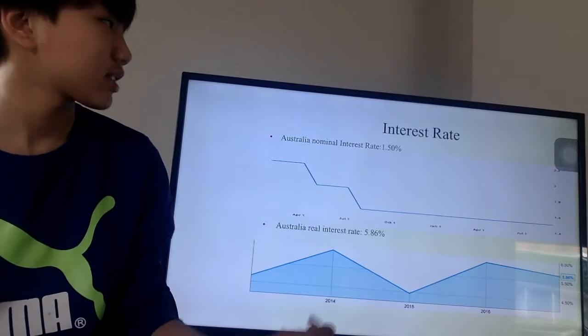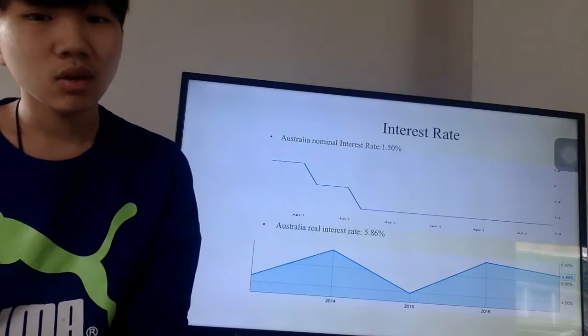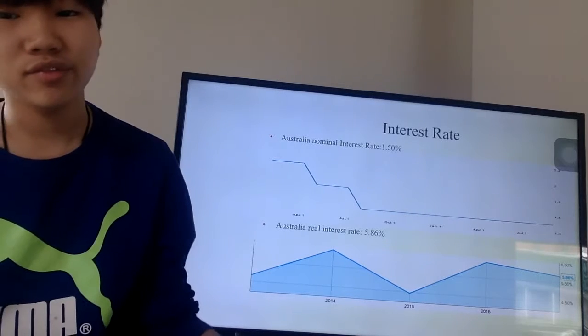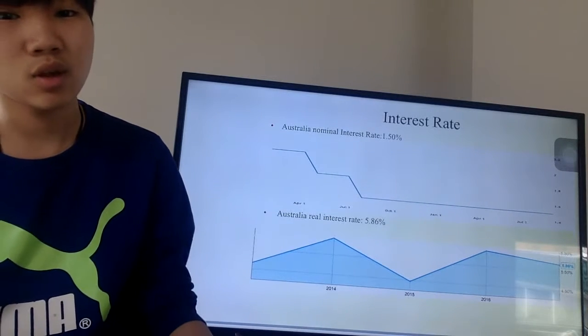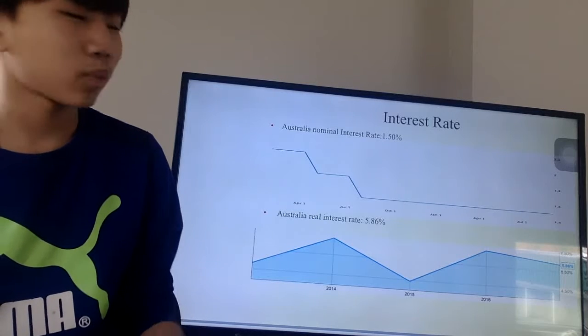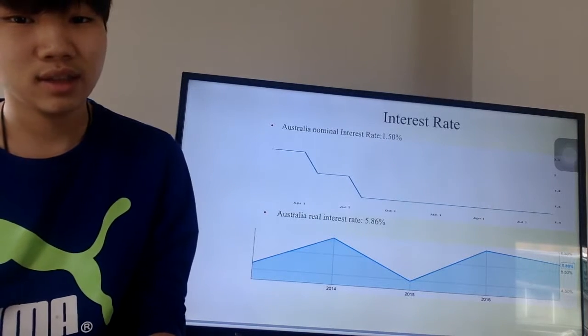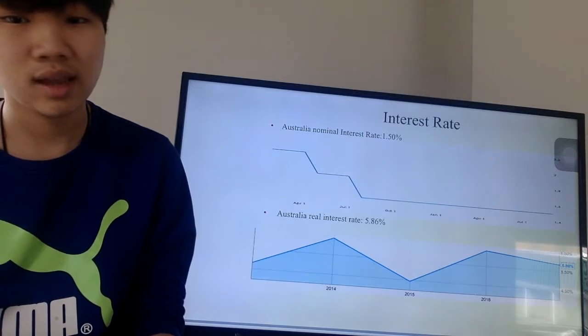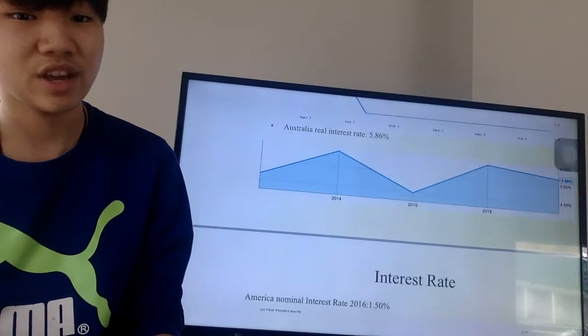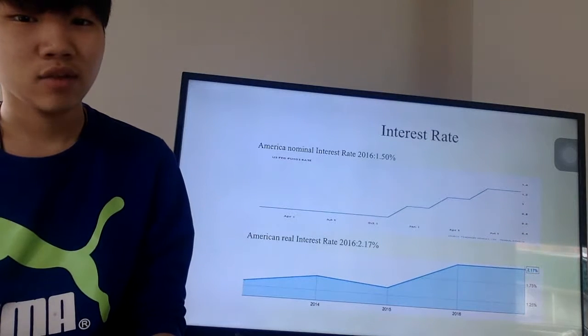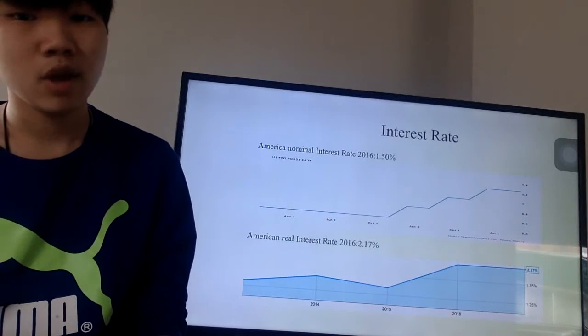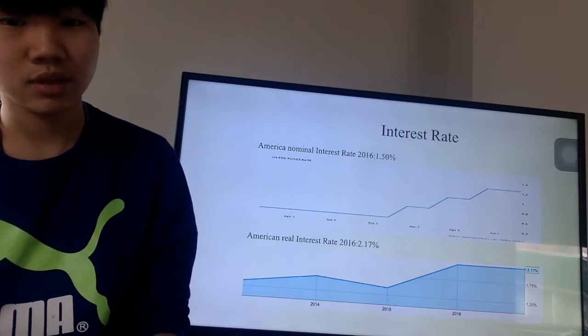In 2016, the nominal interest rate is 1.5% and the real rate is 2.17%. The reason for the difference is that the real interest rate takes into account the effect of inflation. As we see, from 2015, the American real interest rate has increased.